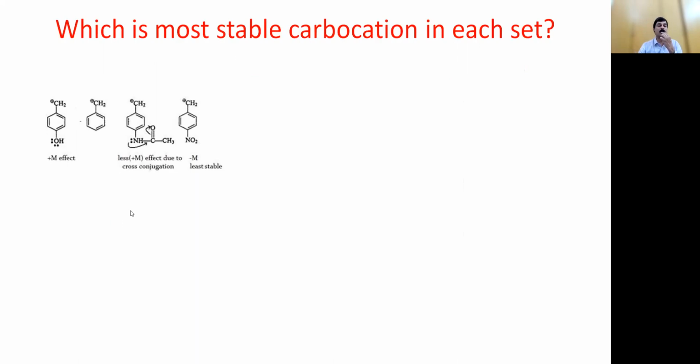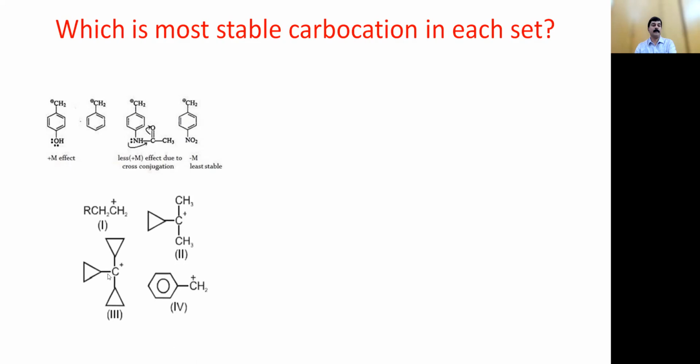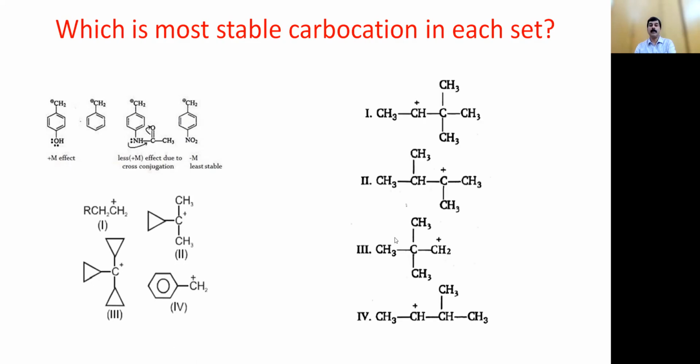Look at here, which is more stable? Quite naturally, this is more stable. Here, some of the electron density will be taken away by the acyl group. It is NH2, this could have been more stable. Look at here, quite naturally, this is more stable, the third one. So this you can work on.